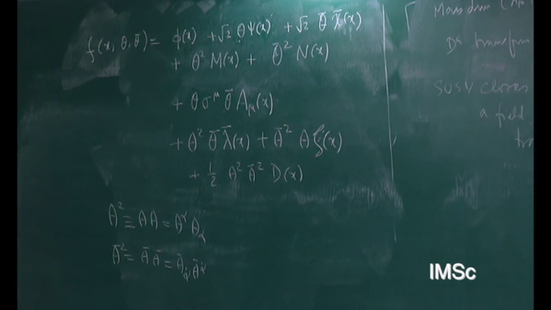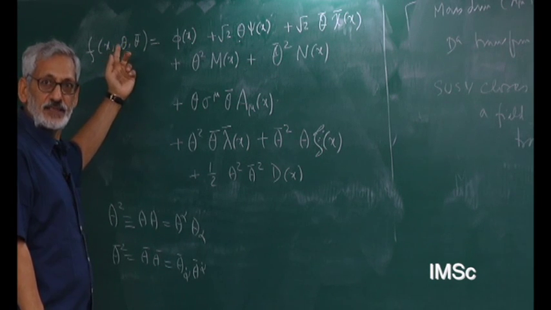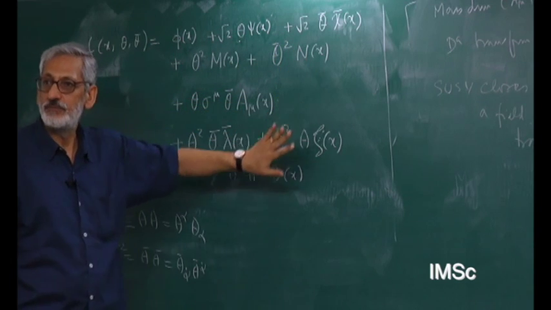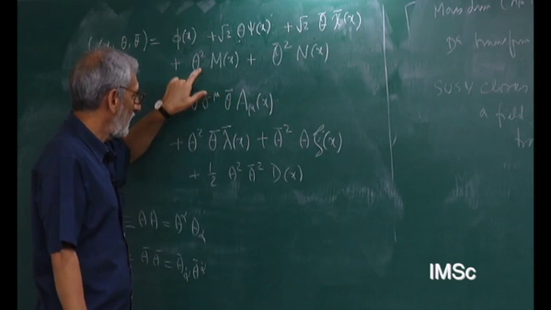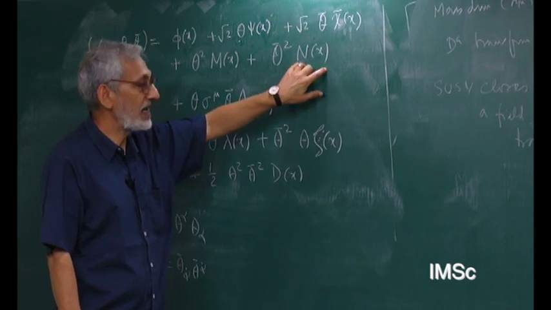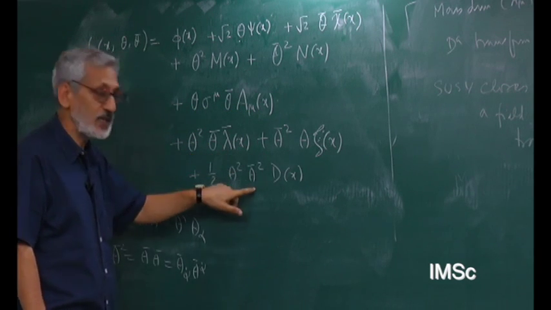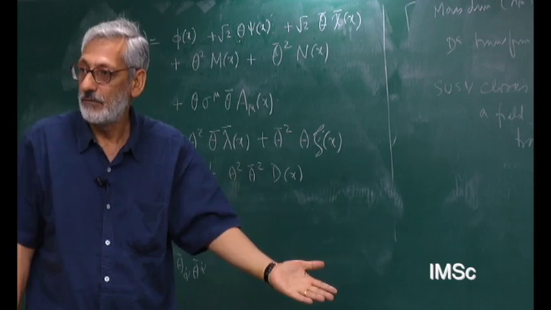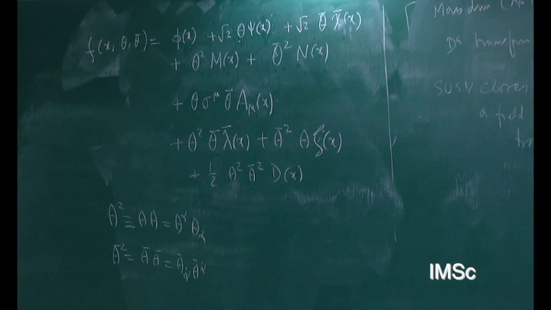So what have I done? I have given a collective name, F of x theta theta bar, to this expression, which is made of phi of x, theta times psi, theta bar times chi bar, theta theta times m, theta bar theta bar times n, theta sigma mu theta bar times A mu, three thetas, four thetas. I could write five thetas now, six thetas now, but I have not written them because five thetas will always contain a square of a particular theta component, and that by our definition is zero.